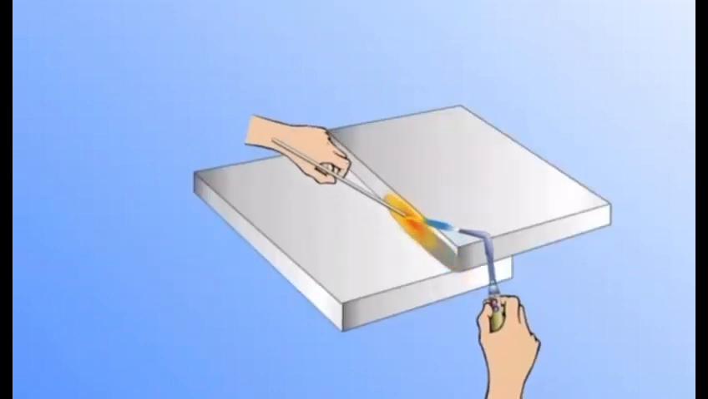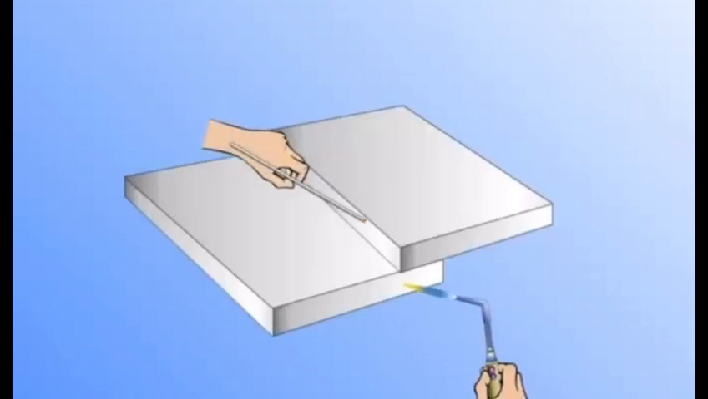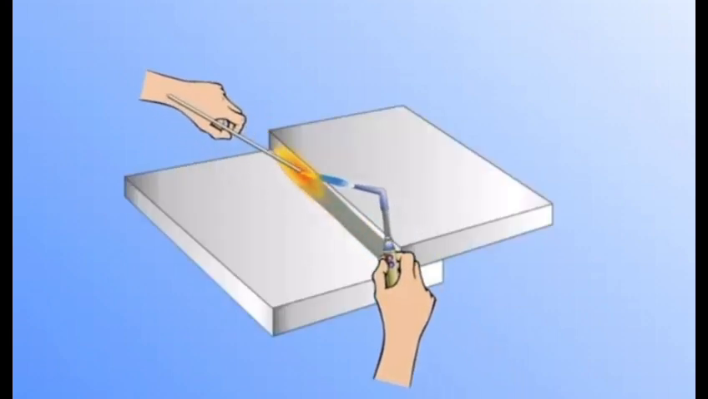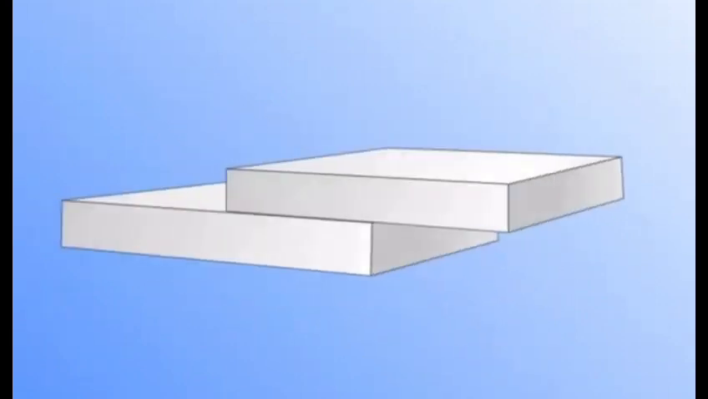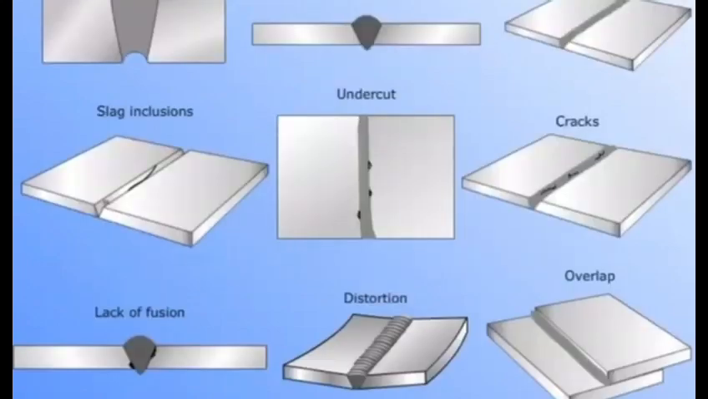Overlapping is due to flow of metal into surface of the base metal without fusing it. Use appropriate level of gas flow and speed of travel to avoid such a defect. Now, you have learnt about the defects in gas welding.